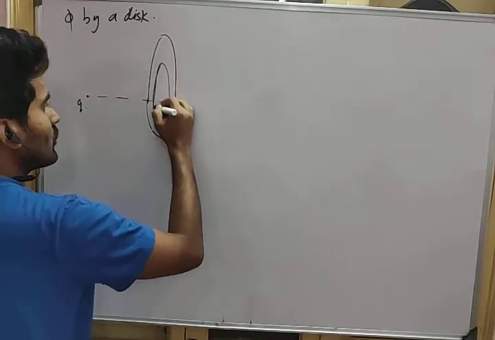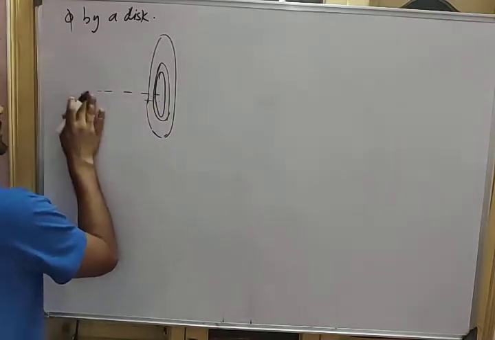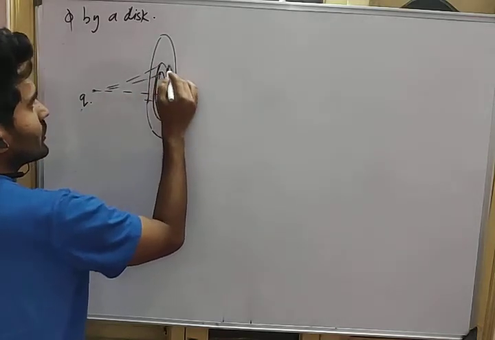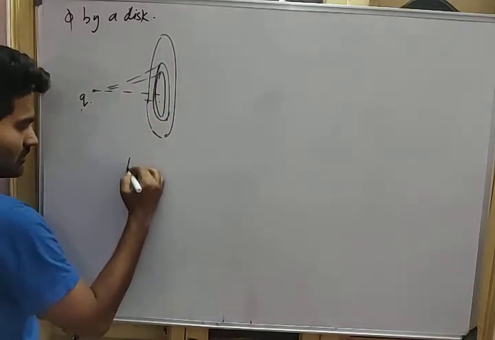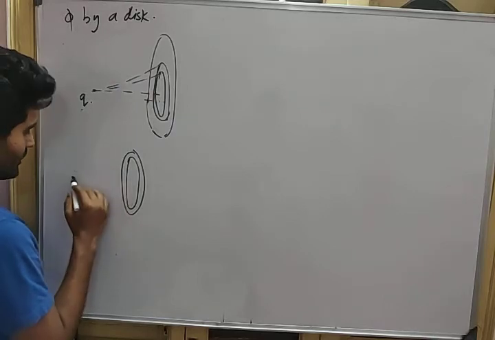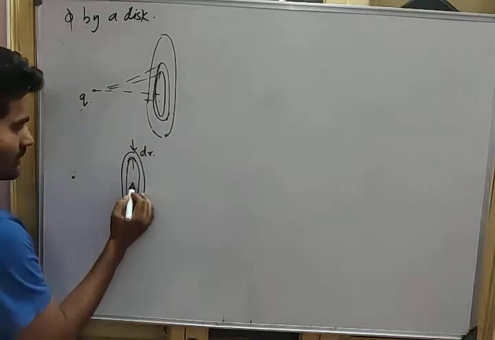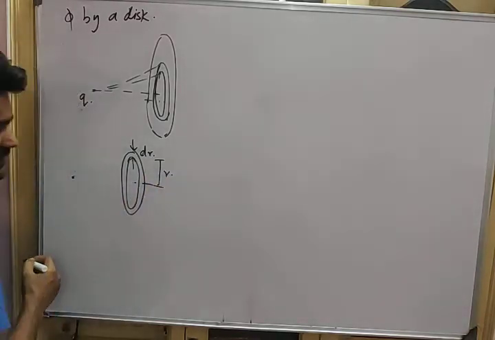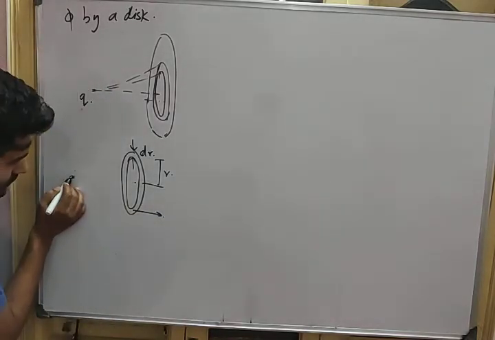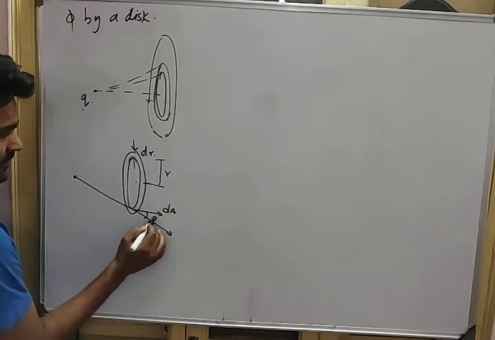So what we'll do is make a small element, an elemental ring, here. Let us suppose this is the small ring we take out. This is the charge q here. The radius is r, the thickness is dr. So the area vector will be like this, and the field will be like this, E. This is dA and this is theta.